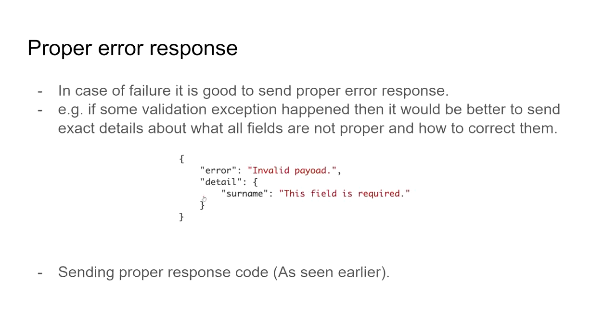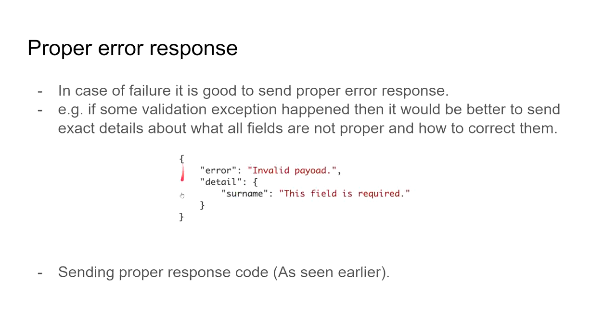Then another thing is sending proper response codes, right? Let's say if something is failing, if the client sent an invalid request, then they should be getting clear details about what went wrong and how they can fix that, right? So here it's shown that, let's say, while creating a user or some sort of an entity like that, a surname field was required, but the client missed that.